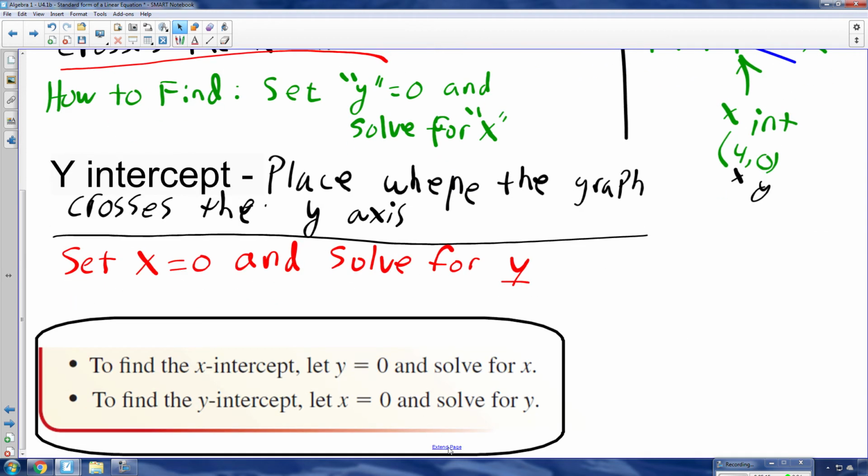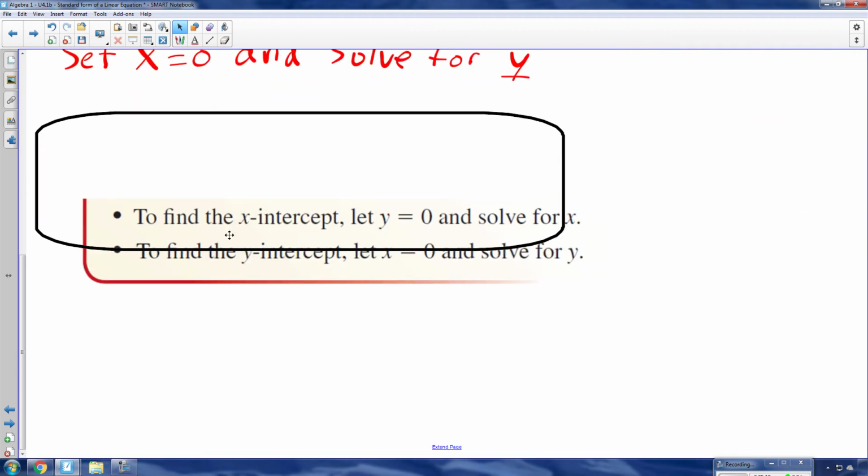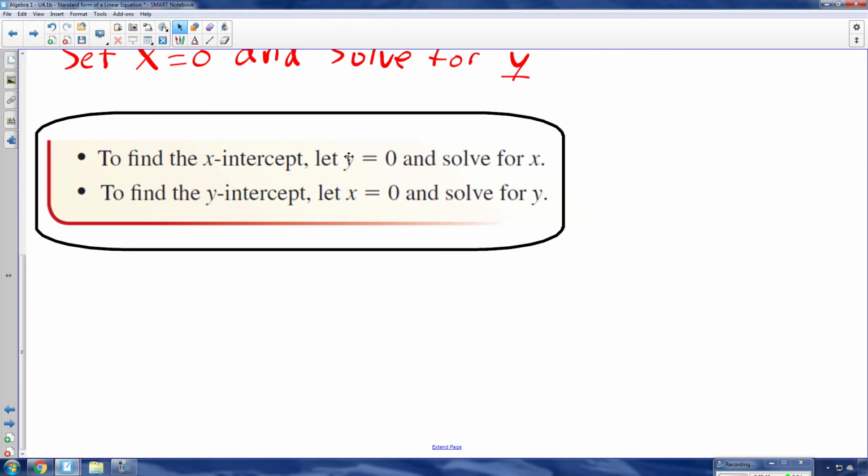So here's a quick little thing. This is what we kind of said. To find the x-intercept, let y equal 0, then solve for x. To find the y-intercept, let x equal 0. Guys, notice: y-intercept, let x equal 0. X-intercept, let y equal 0. Make sense? Okay, so we know how to find it from a graph. We just visually look at the graph, see where it's crossing, list the point, right?